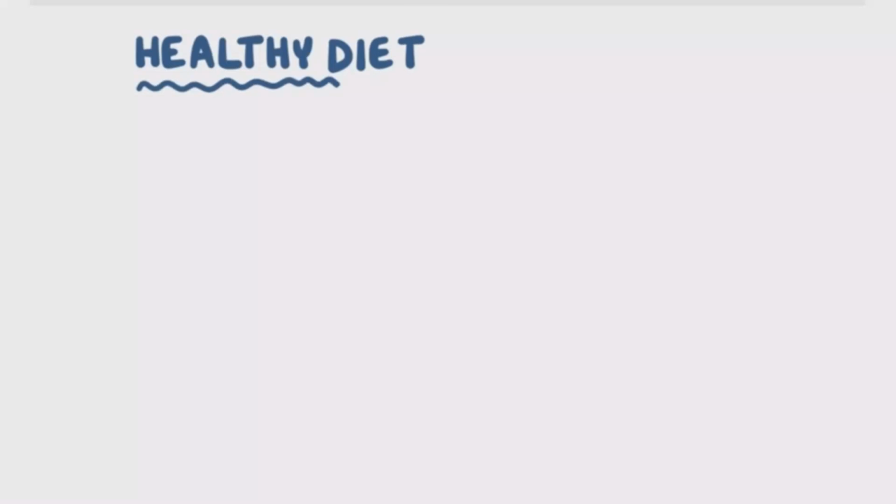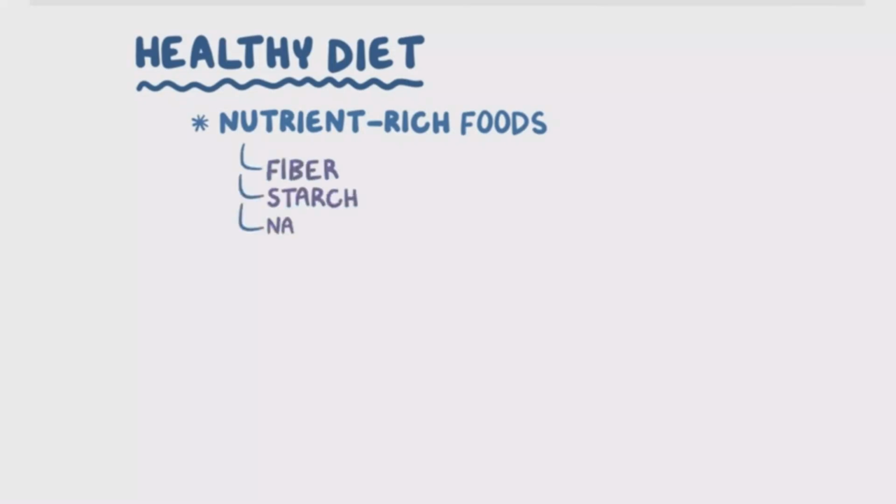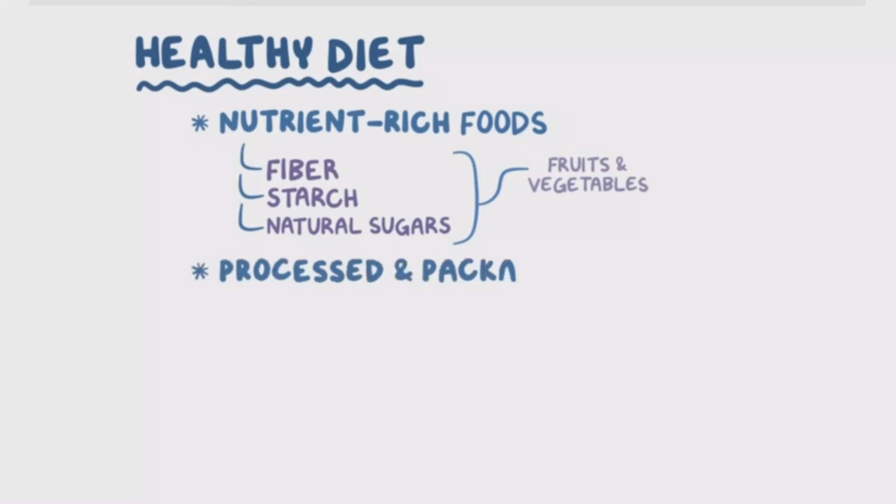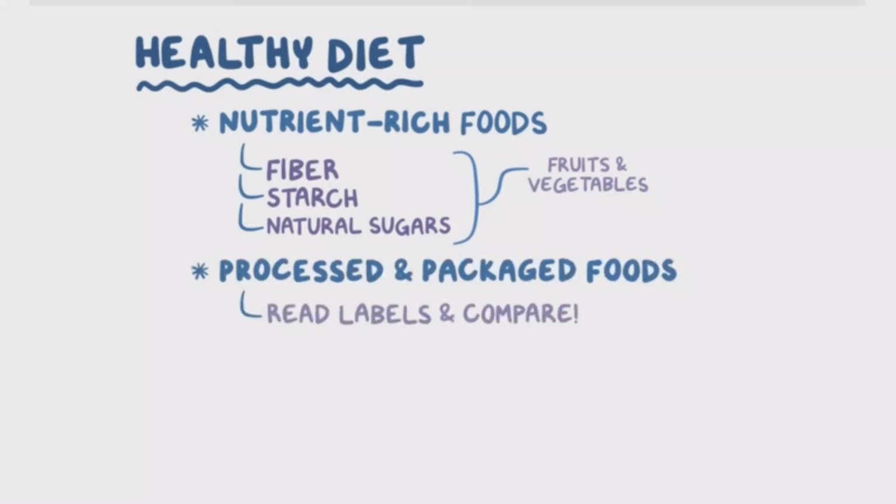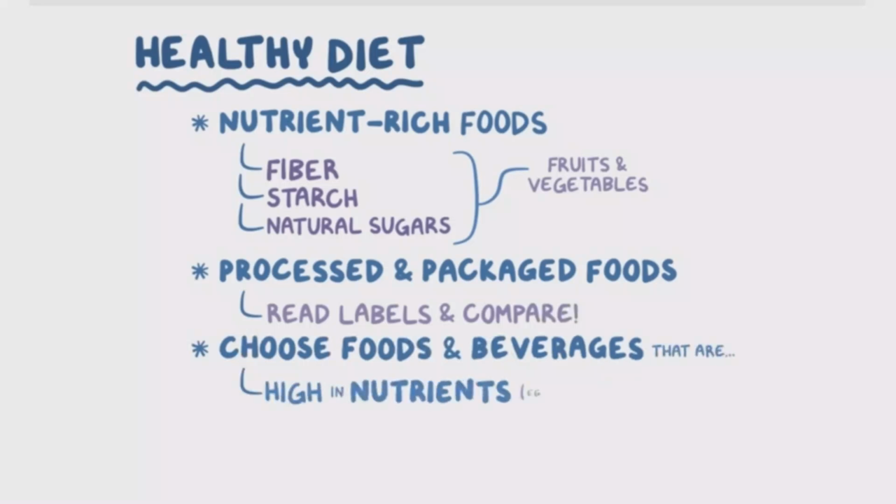Now, eating a healthy diet means choosing foods that are as nutrient-rich as possible. And foods that contain fiber, starch, and natural sugars like fruits and vegetables tend to be richer in nutrients than those with added sugars. Having said that, processed and packaged foods are a part of most people's diets. So carefully reading nutrition labels can help you compare foods and choose more nutrient-rich options. Generally speaking, picking foods and beverages that are higher in nutrients like fiber and lower in added sugars is best.